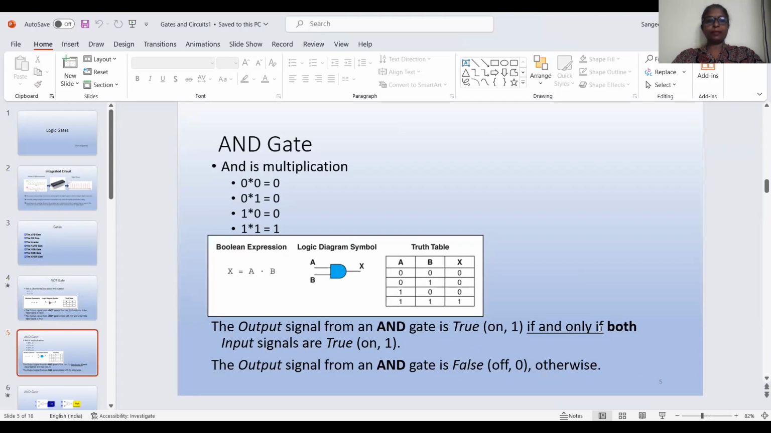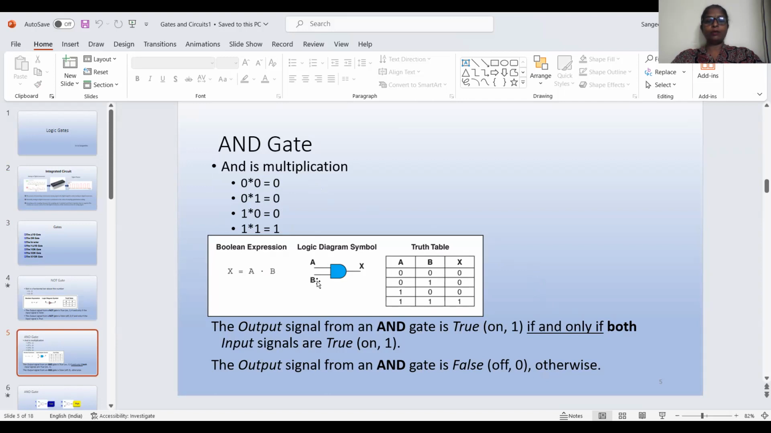AND gate. We can imagine that it is a simple multiplication. So 0, 0 gives 0; 0, 1 gives 0; 1, 0 gives 0; and 1, 1 gives 1. I have given a 2 input AND gate here.